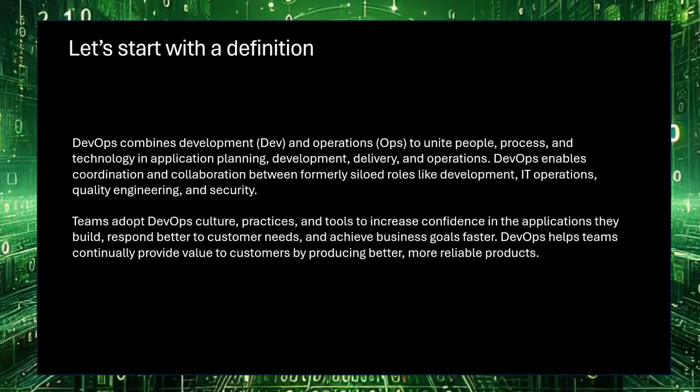So let's start with the definition. DevOps combines development, or dev, and operations, ops, to unite people, processes, and technologies in application planning, development, delivery, and operations. DevOps enables coordination and collaboration between formerly siloed roles like development, IT operations, quality engineering, and security. Teams adopt DevOps culture, practices, and tools to increase their confidence in the applications they build, respond better to customer needs, and achieve business goals faster. DevOps helps teams continually provide value to customers by producing better and more reliable products.